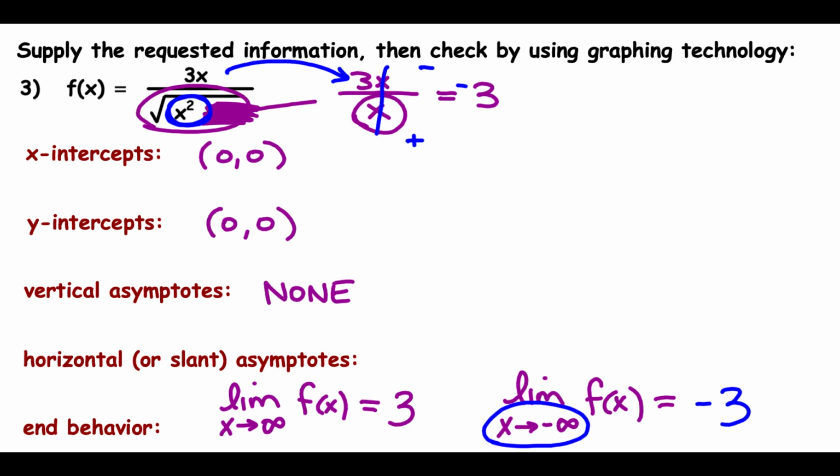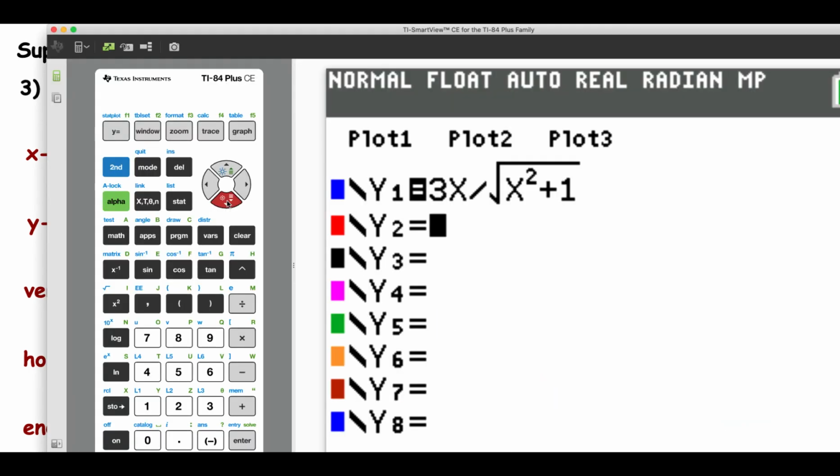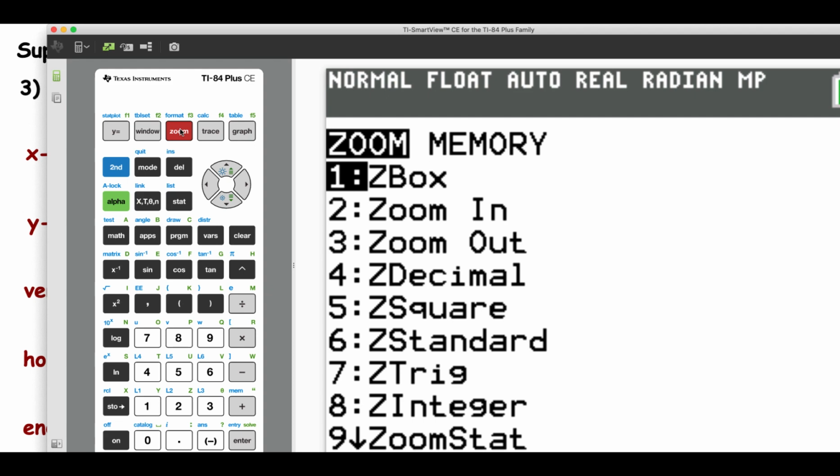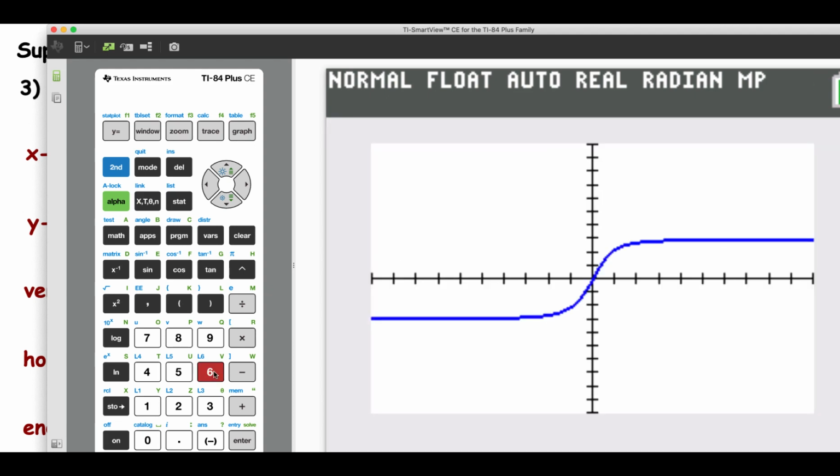And so therefore, we have a pair of horizontal asymptotes, y equals 3 and y equals negative 3 both serve as horizontal asymptotes. It does say check by using graphing technology, so let's go there right now. Okay, I typed it in. Let's see what it looks like. Let's go zoom standard, because again, I was zoomed way out before. That's exactly what we predicted. There's a point of inflection at 0, 0. It also is the x-intercept and the y-intercept.